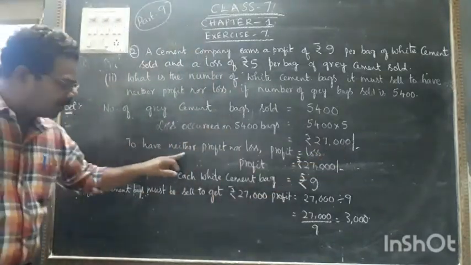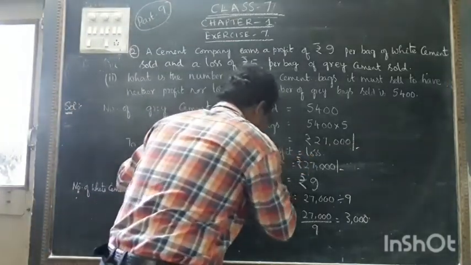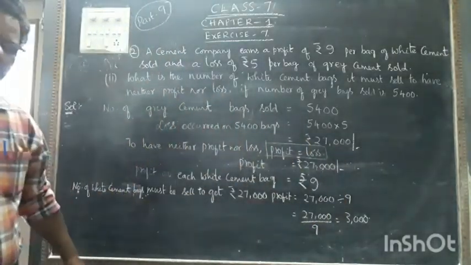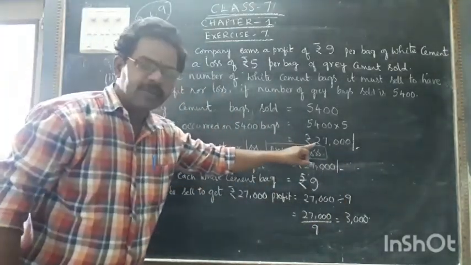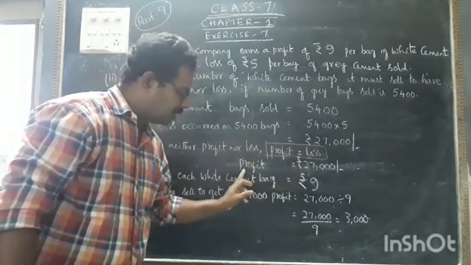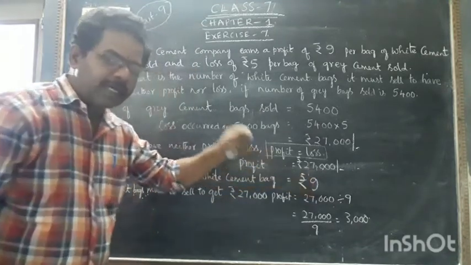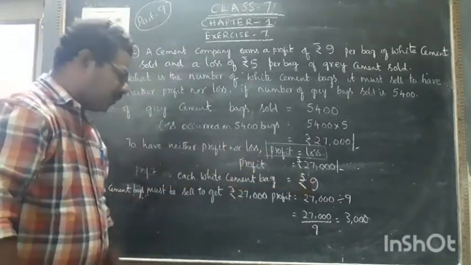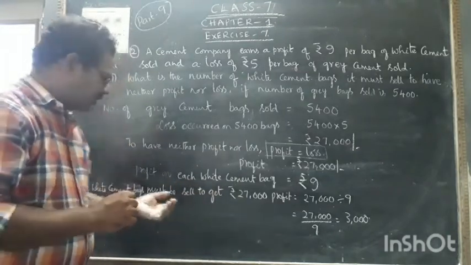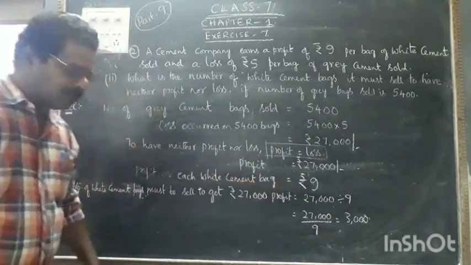But here to have neither profit nor loss, profit should be equal to loss. Then only no profit, no loss. Here we got 27,000 rupees as the loss. The same thing should be repeated as the profit. Therefore, profit should be equal to 27,000 rupees. To get 27,000 rupees as profit, how many white color cement bags should be sold? Profit on each white cement bag is equal to 9 rupees.